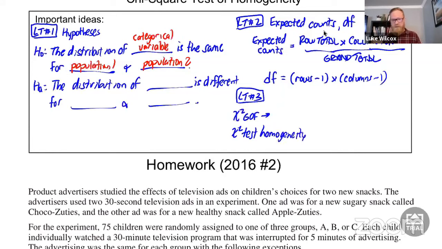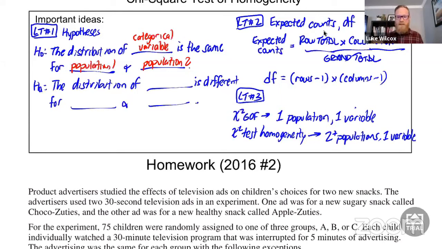The chi-squared goodness of fit, which we did yesterday with the Reese's Pieces, we had one population, which was the Reese's Pieces, and we measured one variable, which was the color of those Reese's Pieces. Whereas today, chi-squared test of homogeneity, two populations, actually two or more populations, and one variable.